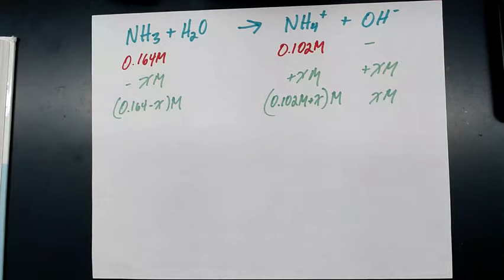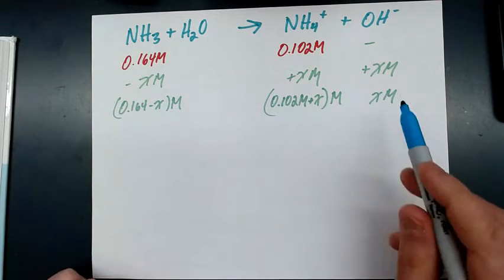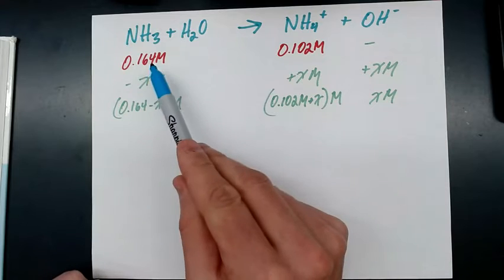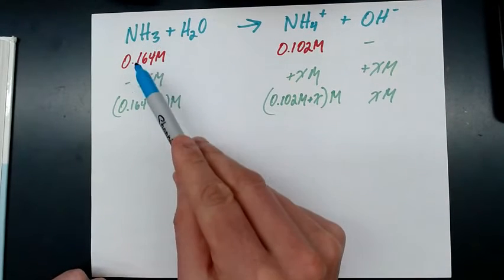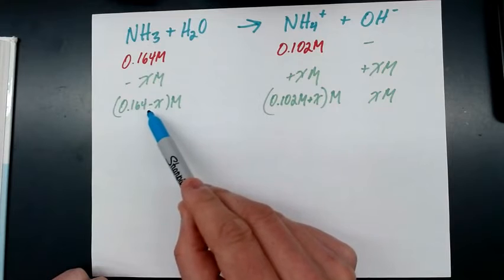So what are the calculations on this one? What are they really going to look like? So let's take a look at our ICE table. Well, our concentration of our ammonia is going to go down by a value of X, but the number is going to be really small.